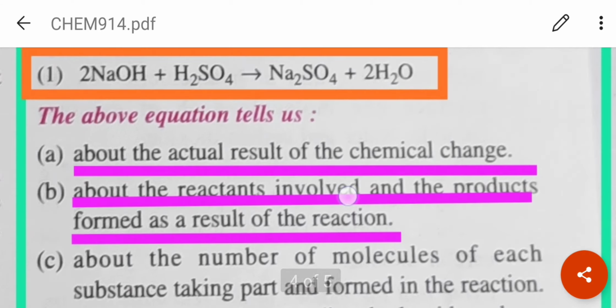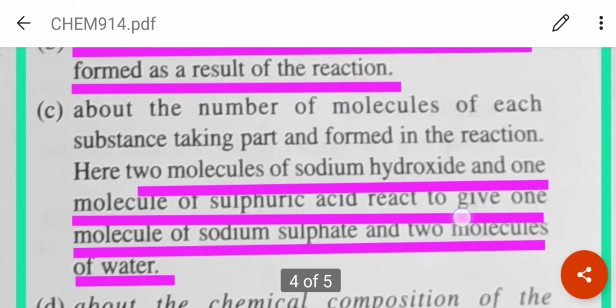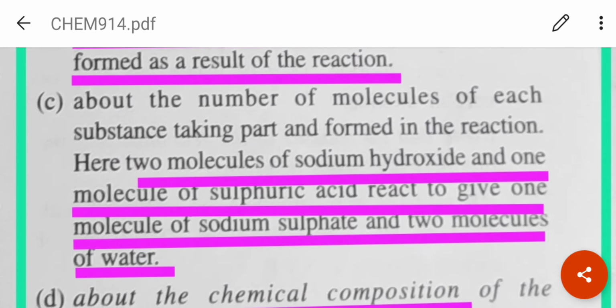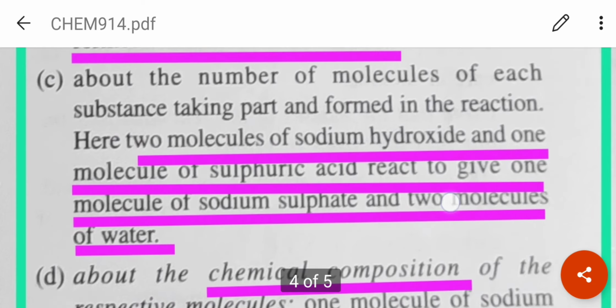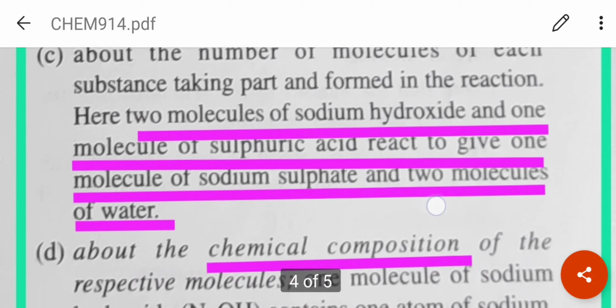It tells us about the reactants involved. What are the reactants here? Sodium hydroxide and sulfuric acid. And the products formed as a result of the reaction. What are the products formed? Sodium sulfate and water. Then it also tells us about the number of molecules of each substance taking part and formed in the reaction. So here 2 molecules of sodium hydroxide and 1 molecule of sulfuric acid react to give 1 molecule of sodium sulfate and 2 molecules of water.